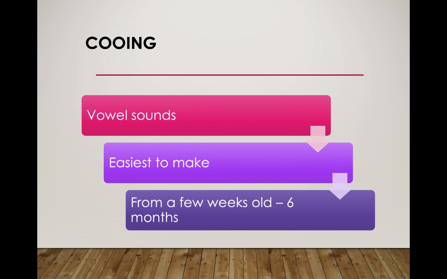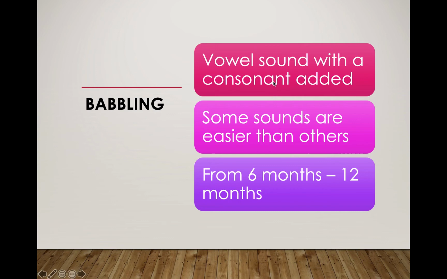Okay, now on number 7. Oh, by the way, I forgot I had these. I just changed these. So, yeah, cooing is our vowel sounds. They're easier to make, and that's when they form them. Babbling are vowel sounds with a consonant added.